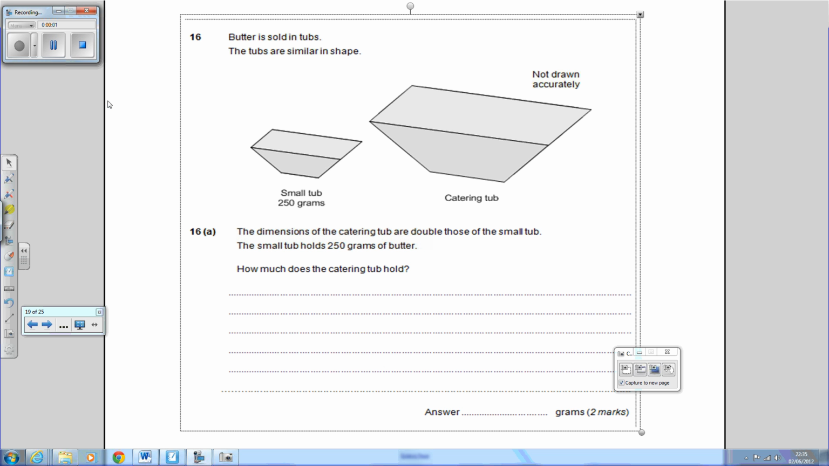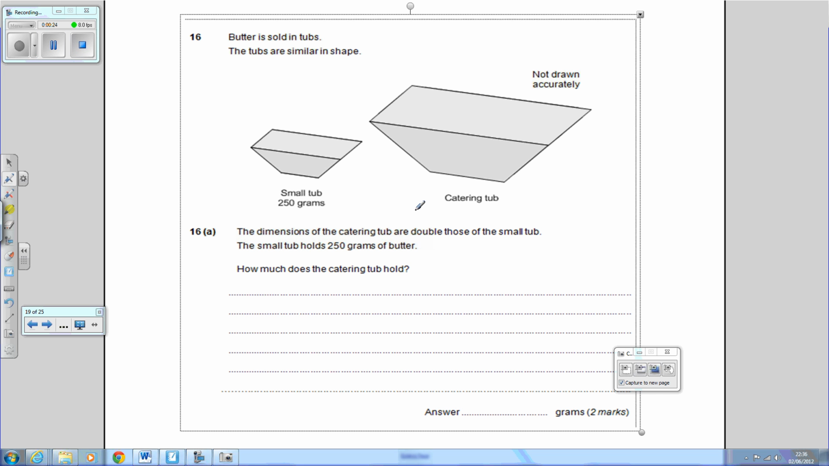Question 16 is a really easy question. However, it's very easy to get wrong as well. You need to be aware of the topic on scale factors. When something has been enlarged by scale factor 5, that means all the lengths have been multiplied by 5. If something has been enlarged by scale factor 2, then all the lengths have been doubled.